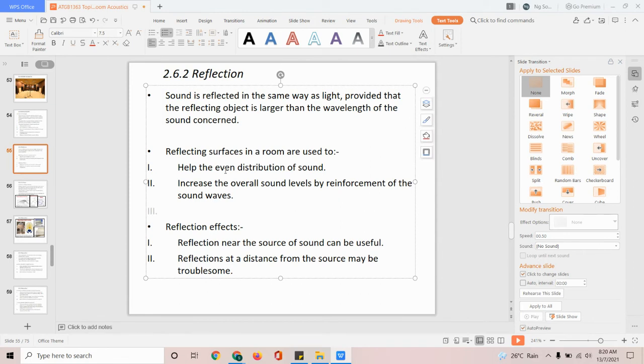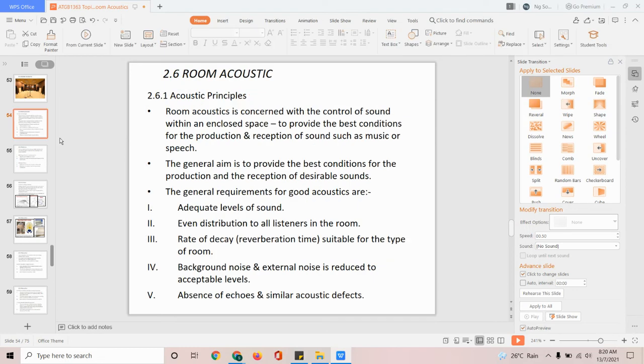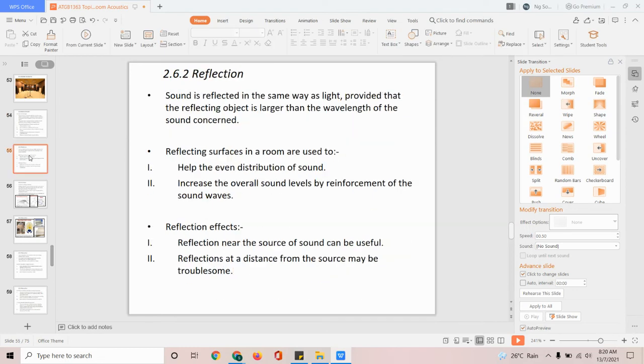Okay, so there are two things regarding reflection. First, reflecting surfaces in a room are used to help the even distribution of sound and increase the overall sound level by reinforcement of the sound wave. This is more towards reverberation. Secondly, you have the reflection effect. Reflection near the source of sound can be useful, while reflection at a distance from the source may be troublesome.